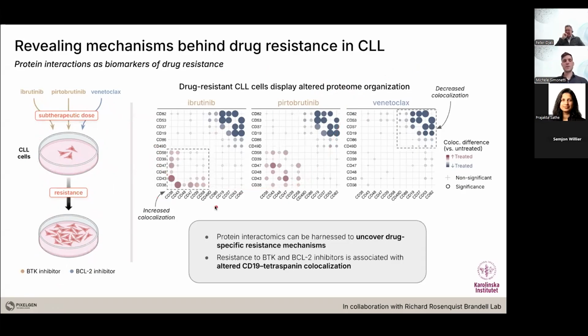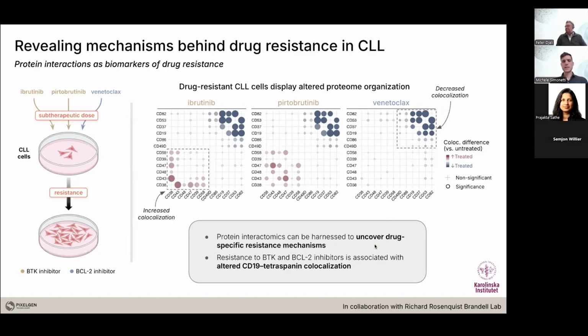So what you see here, this is basically a colocalization heat map. This is what I described before. So the markers here are the markers with increased colocalization. The markers here are the markers with decreased colocalization. So immediately you can see that there are certain features that are in common, but also that there are differences between the different drugs. And something that we observed to be in common is actually the fact that the resistance to BTK and BCL2 inhibitors was associated with altered CD19 spanning colocalization. So it can be used actually to uncover drug-specific resistance mechanisms.